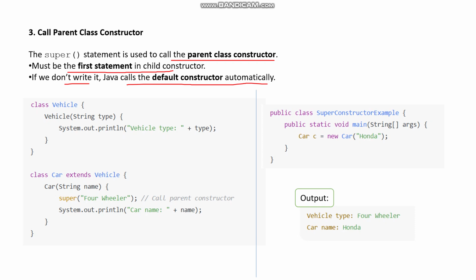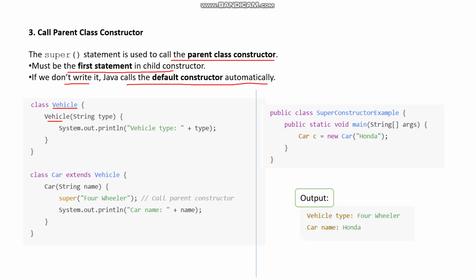Class Vehicle. Vehicle is the main class, the parent class. It contains a constructor, Vehicle(String type). System.out.println("Vehicle type is " + type). This parent class contains one constructor, and the constructor name is Vehicle.